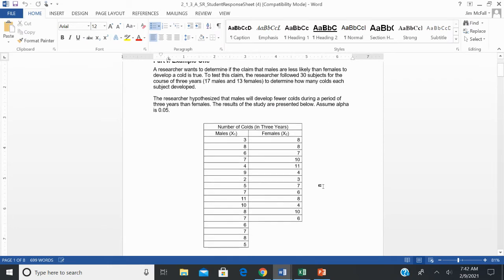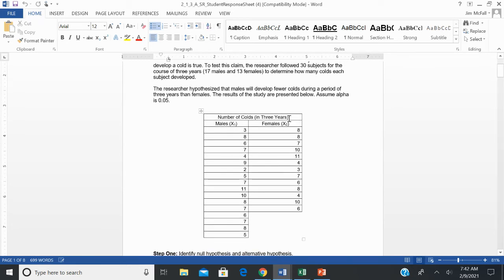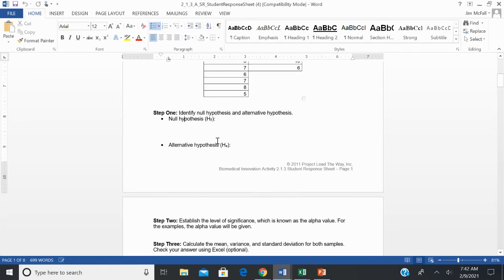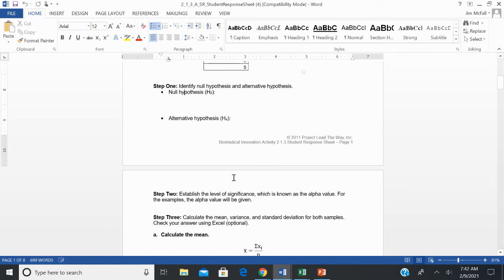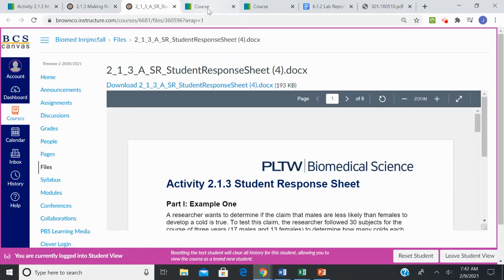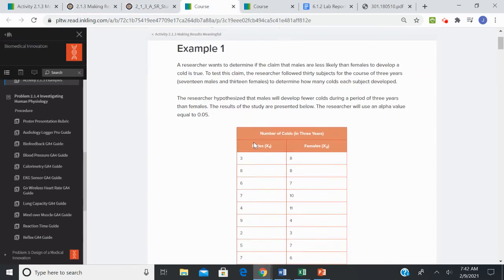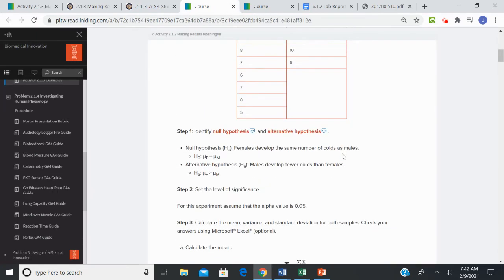And here's example 1. It talks about whether males are more likely than females to develop a cold. There are 30 subjects. This would be like a prospective case study, to determine how many colds they develop. You can see the data for males versus females and all the steps. Basically, you go through the null and alternative hypothesis. Example 1 is exactly the same thing, and it talks you through each of them.